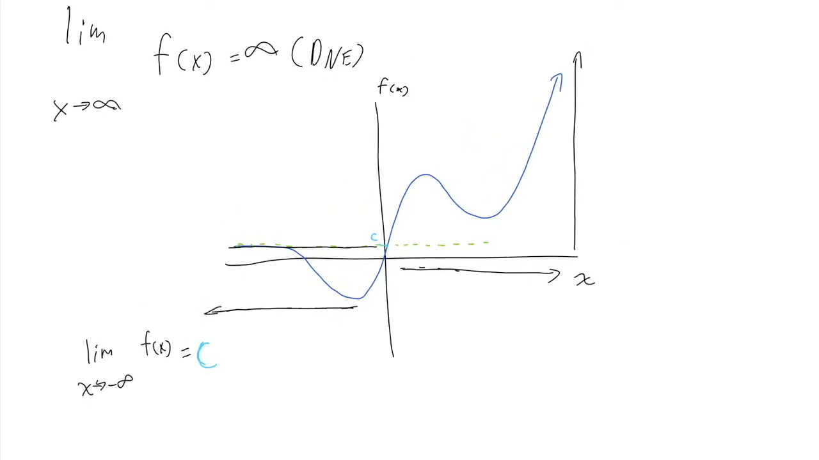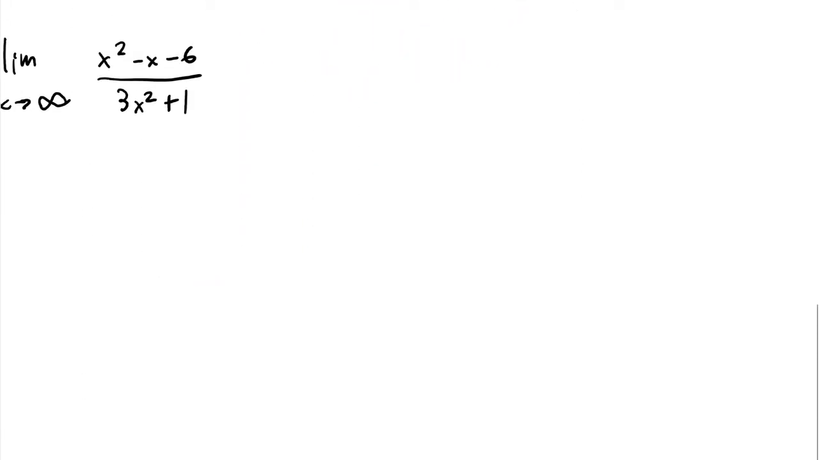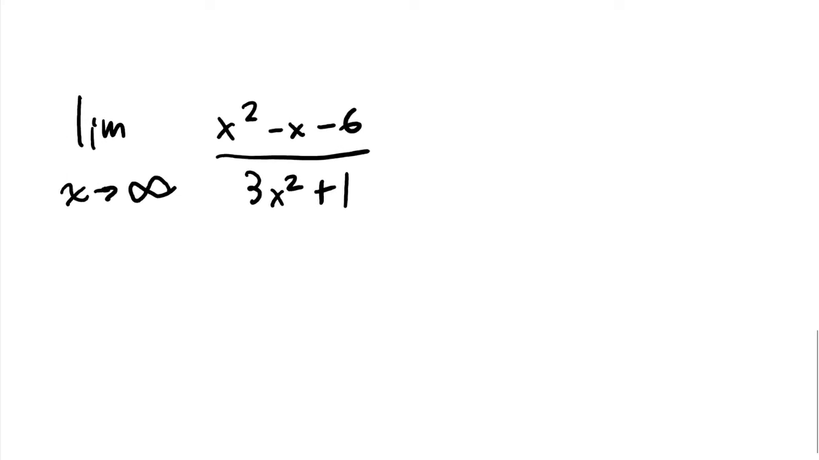But let's say you're given an algebraic question. I have one written down all the way down here. The limit as x approaches infinity of x squared minus x minus 6 all over 3x squared plus 1. And so looking at this, going from a simple graph, this can be a bit overwhelming. So let's try and think about this more logically.